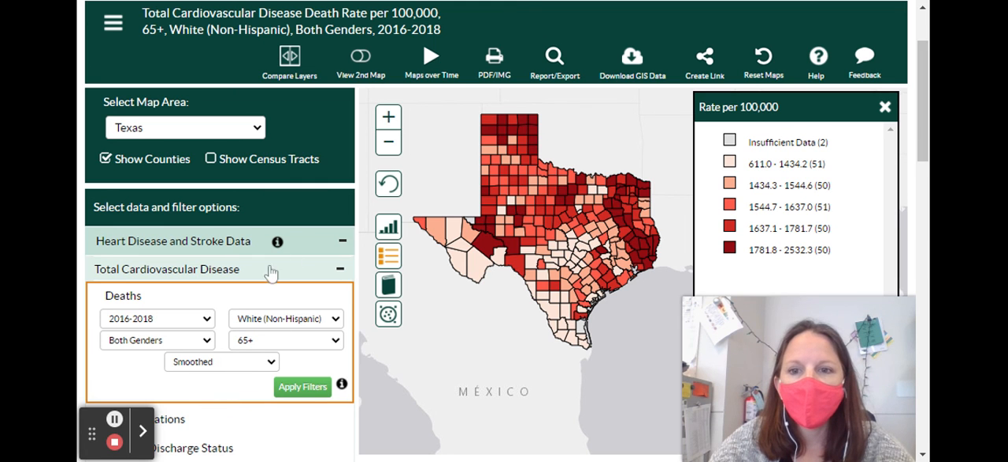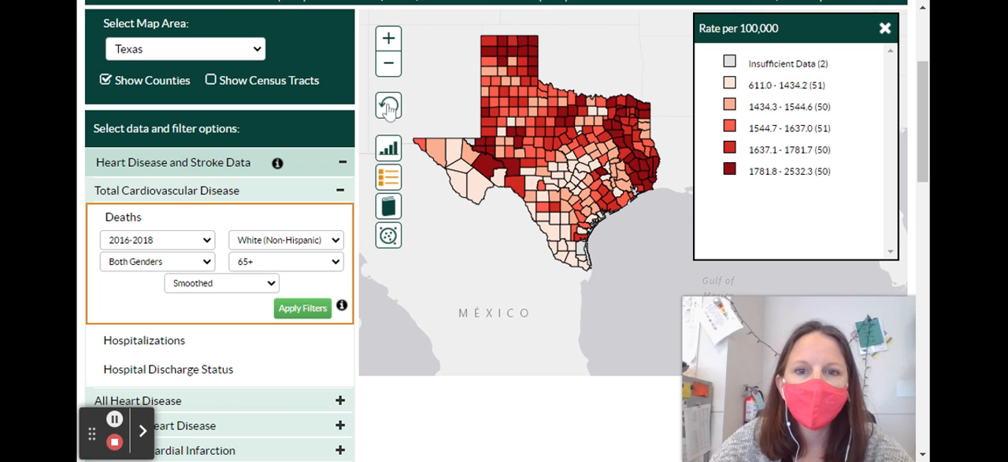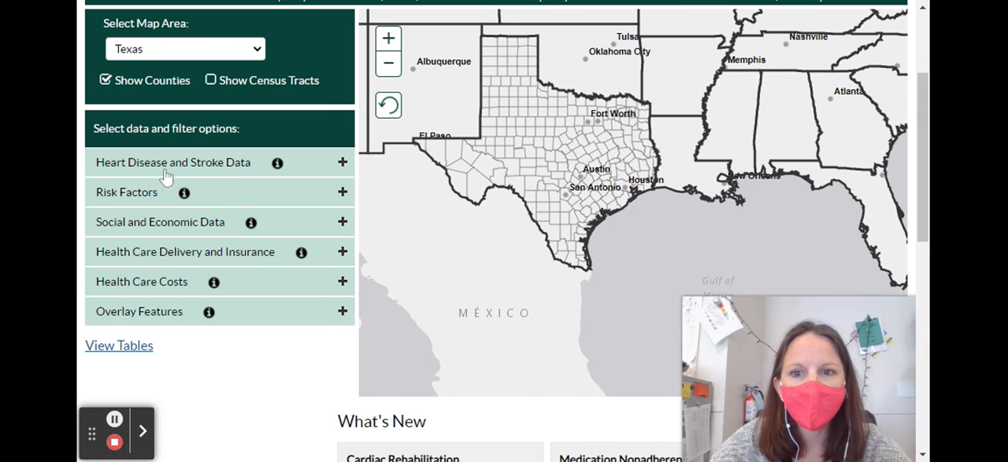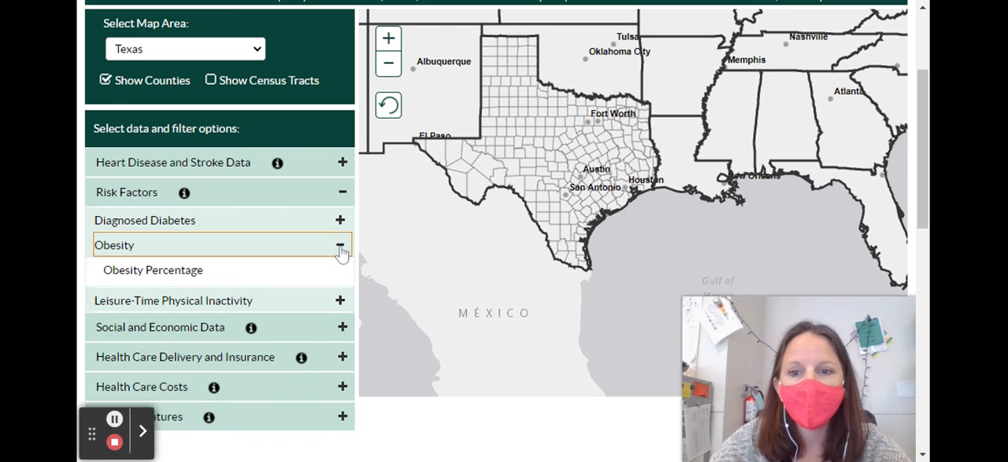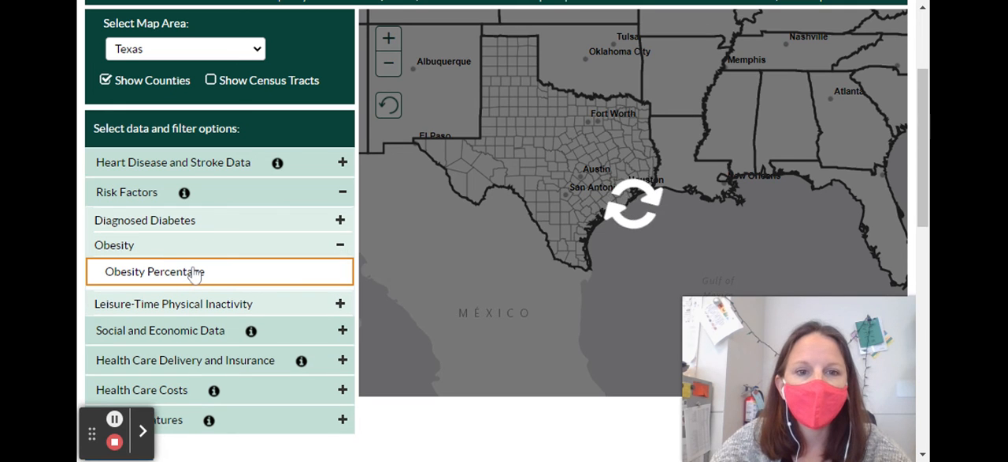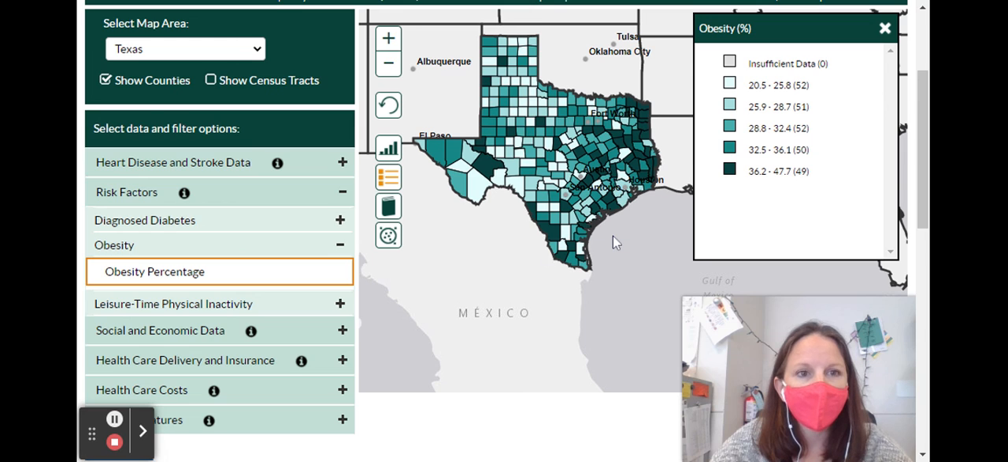If you need to reset the whole map, it's this little half circle icon, this little backwards arrow. Click Reset Maps, and it brings you back to the option where you can check other things like the risk factors. So if we wanted to look at, let's say, obesity, we would click on that, obesity percentage, and again, it breaks down the obesity percentage and prevalence based on the counties. That's how you're going to be answering questions, following the instructions on the worksheet, answering the questions as you look at the different data. Okay, I'll see you all next class.